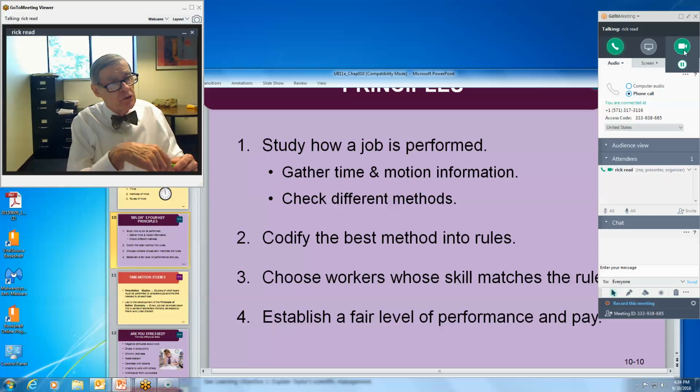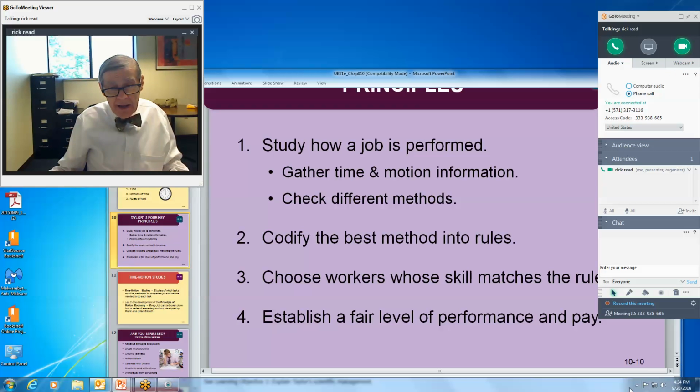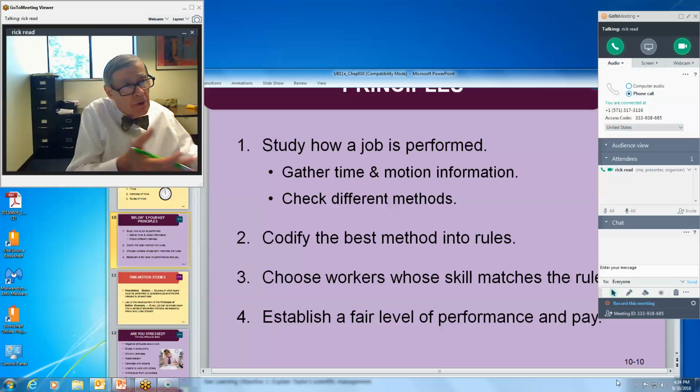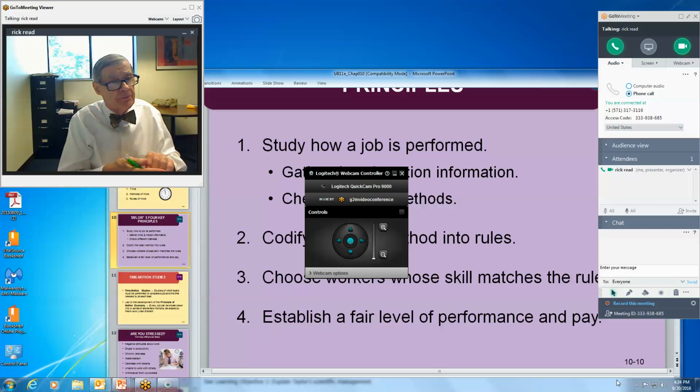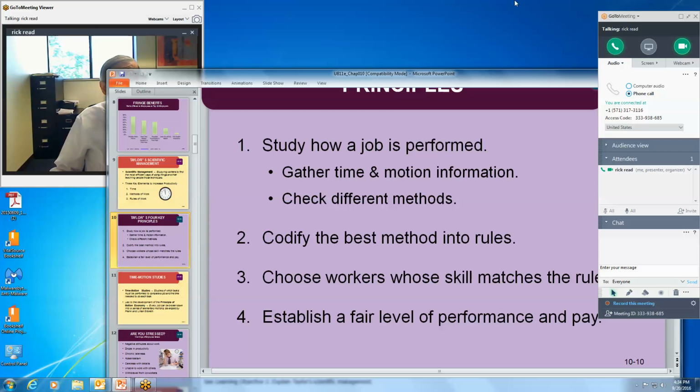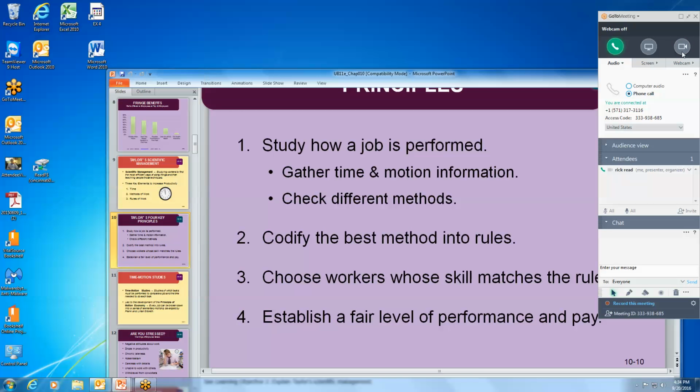Taylor said that to know what is to be done, you have to study the job. So you have to know the tasks and get along with them and things of that nature. And if you didn't, you couldn't really tell a person how to do his or her job or train a person to do his or her job. What Taylor said you had to do was gather information. And he talked about time and motion, because in those days, a lot of work was done based on time and motion.